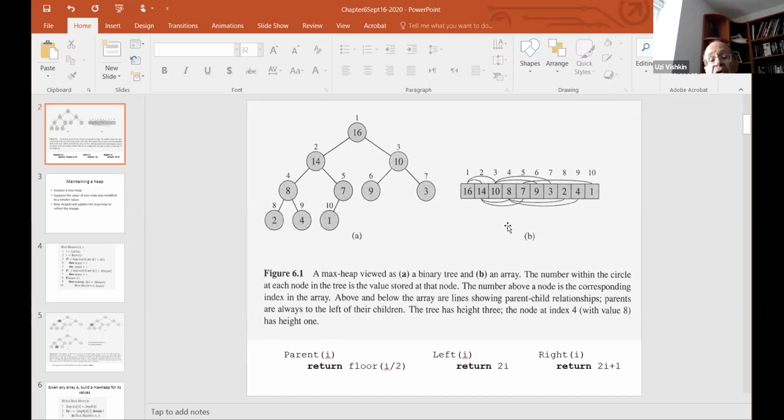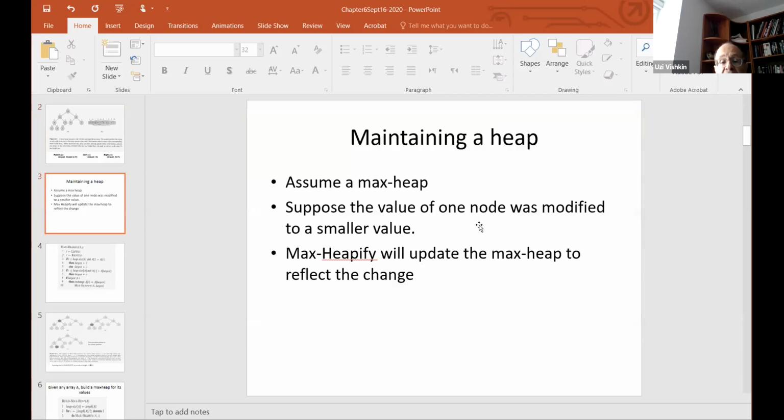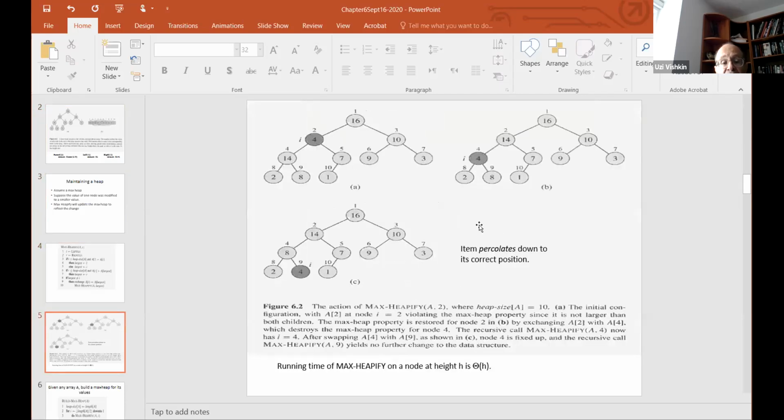So I'll need to permute them somehow. And now we are learning an efficient way of doing this, of how to take, in this case, 10 elements given in any order in the original array and transform them into something which is a legitimate heap satisfying the max heap property.